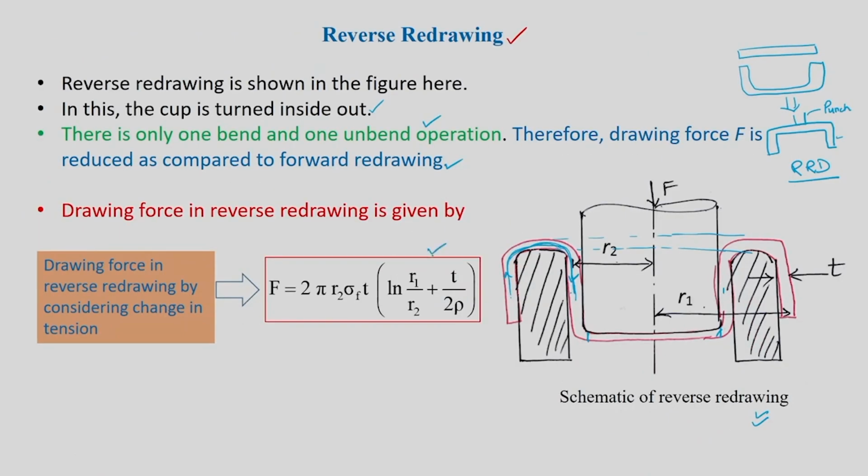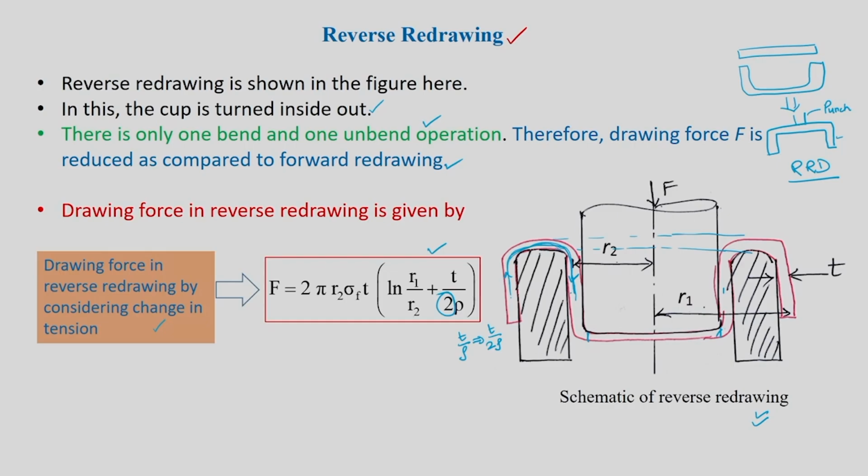And then finally, you will get this particular equation. This is the drawing force in reverse redrawing by considering change in tension. The only difference is 2 pi r2 sigma ft ln of r1 by r2, everything remains the same, plus t by 2 rho. This 2 gets into the denominator. So instead of t by rho, it becomes t by 2 rho, or 1 by 2 times rho by t. That is the only difference you have here. So if you put appropriate values into these two equations, you can find out that the drawing force in reverse redrawing is actually smaller than the forward redrawing.